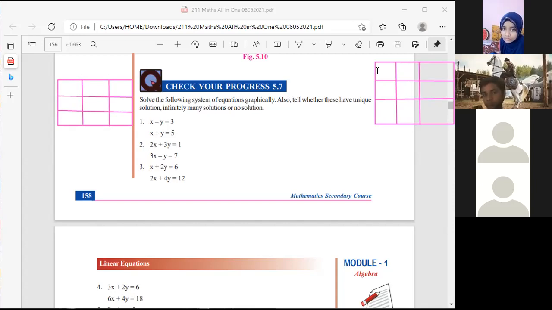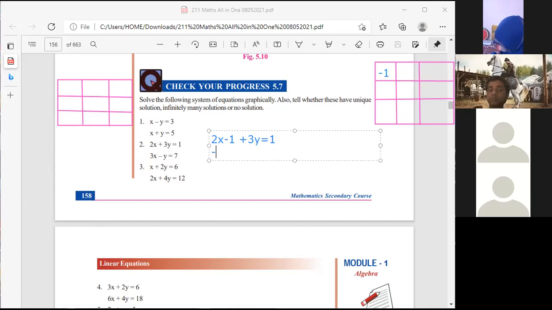I'm doing the second sum. I will just have to see whether I have to take an even number or an odd number. Supposing I take x as minus 1, like how I usually do. I don't know whether this works or not, so we will have to substitute and check. Now if I have taken x as minus 1, I will do 2 multiplied by minus 1, plus 3y is equal to 1.